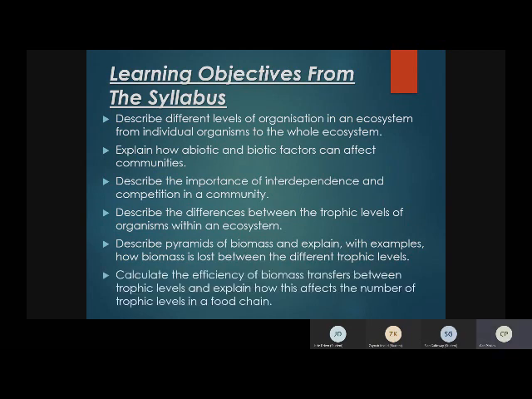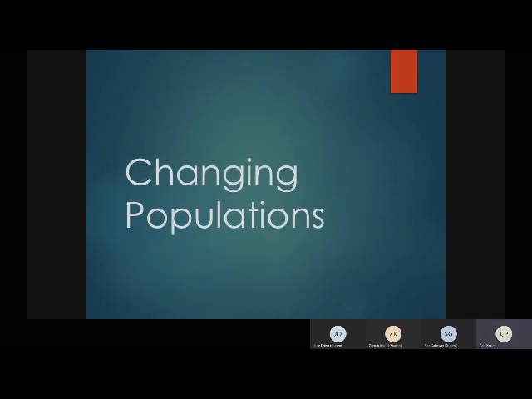Calculate the efficiency of biomass transfers between trophic levels and explain how this affects the number of trophic levels in a food chain. Surprisingly easy is that. If you get an exam question on that, you'll be given the figures to work from. And basically, you need to be working out a percentage. And we'll talk about how that affects the number of trophic levels later on when we start talking about food chains and food webs. Right, onwards and downwards then.